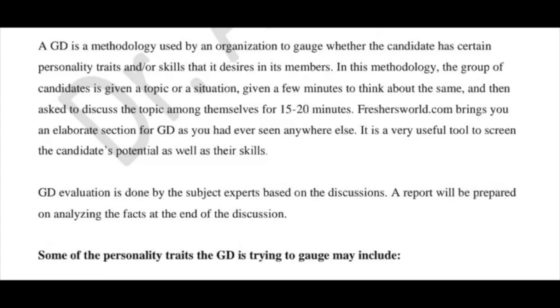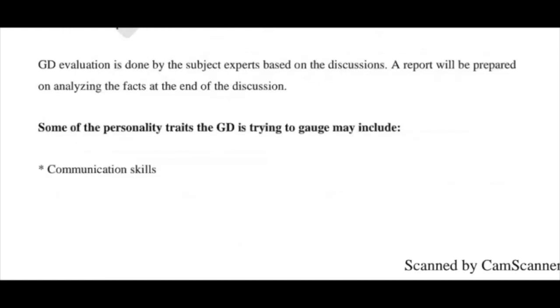GD is an evaluation done by the subject expert based on the discussion. A report will be prepared analyzing the facts at the end of the discussion. Now, if you are given 15-20 minutes to speak, you have a chance to dominate the whole discussion. But just see to it that you let others speak too. That doesn't mean that you will take your turn and you won't let others speak at all. Because GD is, as the word suggests, a group discussion. The group has to be involved.